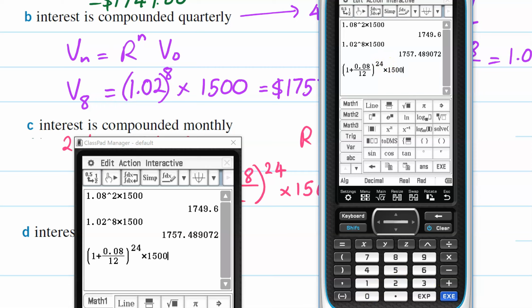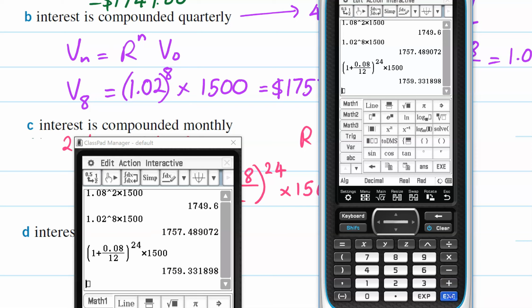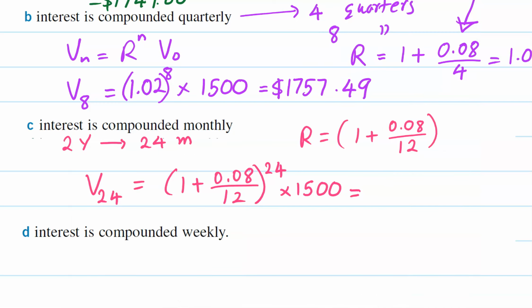Okay, would you think it will be bigger than what was before, 1757? I think you guessed right. Yeah, it is. 1759.33. Marginally, still better, isn't it? 1759.33.